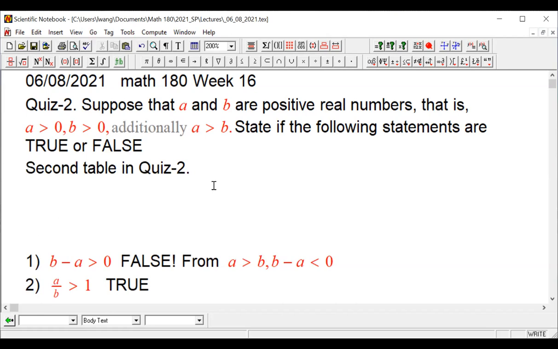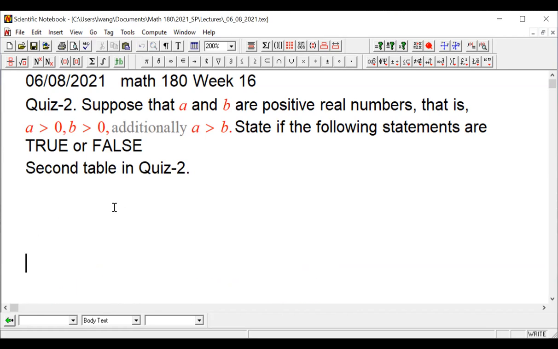The second table in quiz number 1, right? The first one. What's the first one? You have A over B plus C equals A over B plus A over C. Oops, what did I do? A over C. Okay, A over B plus A over C.